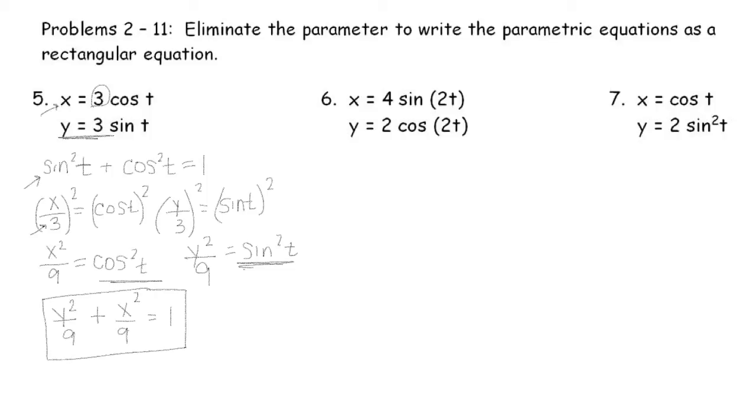Okay, moving on to the next problem. I know a lot of people would be confused with seeing this 2t here, but again, as long as these angles are the same, that squaring process and that trig identity is still going to work. So we would start this out the same way. I would have x over 4 equals sine of 2 times t. And then I would also have the same over here for y over 2 is equal to cosine 2t.